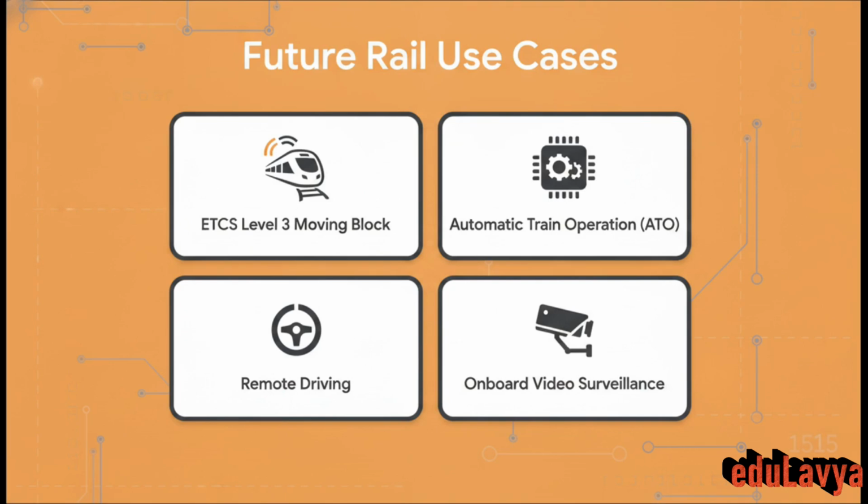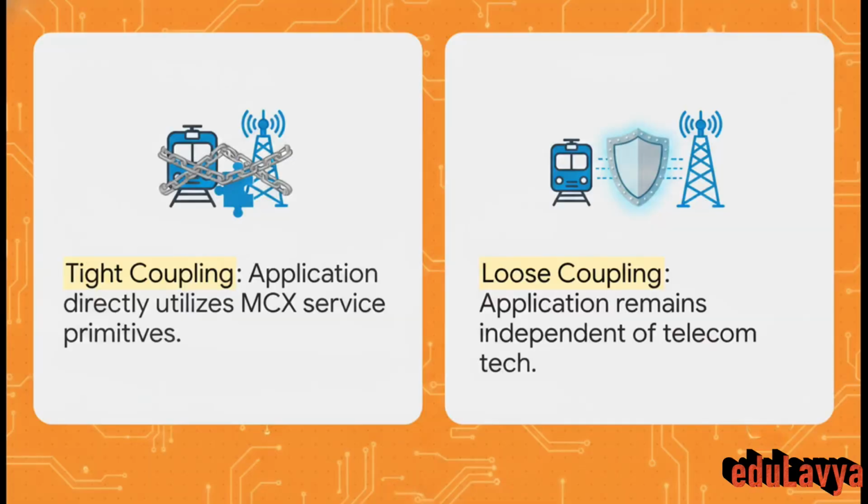Take moving block technology, for example. It is entirely train-centric. It requires these continuous, ultra-reliable streams of location and train integrity data just to allow trains to safely travel at minimum distances from one another. Honestly, the sheer volume of data we're dealing with here is exactly what's driving the need for this new layered architecture. So, the really crucial question is, how do these high-level applications actually talk to the layers below them?